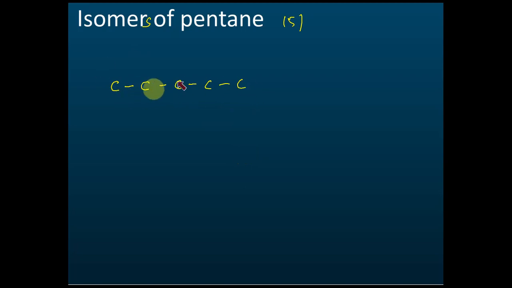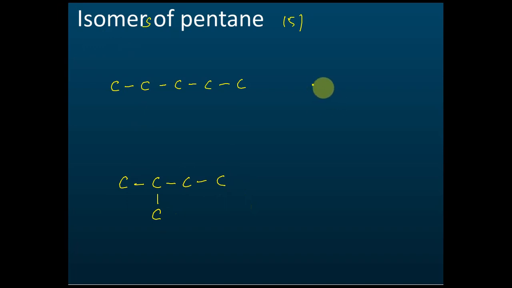After you draw this five-carbon pentane, then we move on to the four-carbon chain. The longest chain has four carbons. Since pentane has five carbons, this one only has four carbons, which means it must have one branch. So the branch is here. This is the second isomer. We start with the five carbons, and then we proceed to a four-carbon longest chain with one branch.